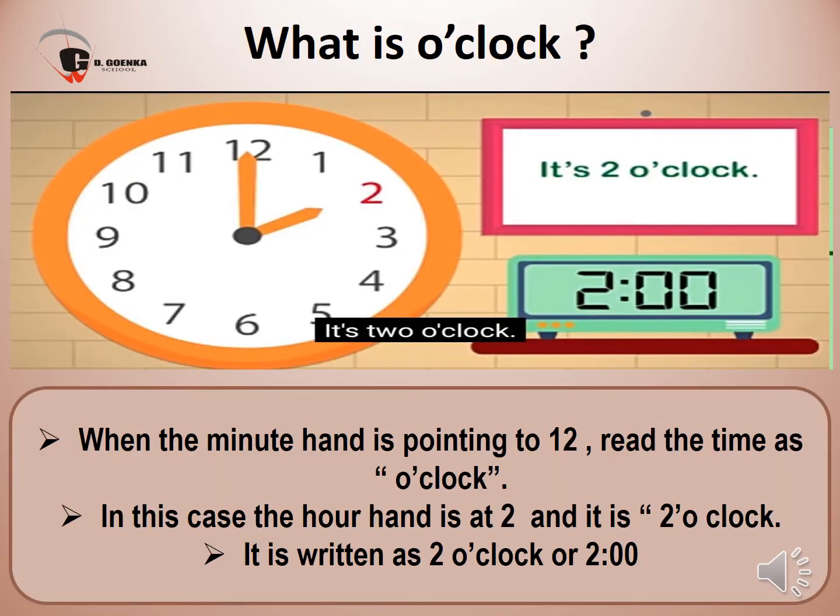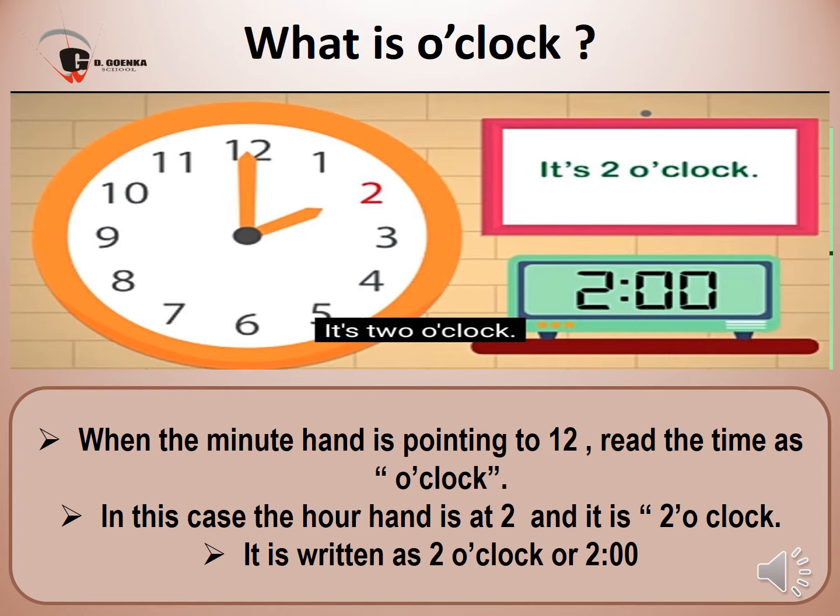It is divided into four parts, and each part is known as a quarter, which is of 15 minutes. So half of a clock is 30 minutes and quarter of a clock is 15 minutes, and whole clock is of 60 minutes. So here we'll discuss O clock.